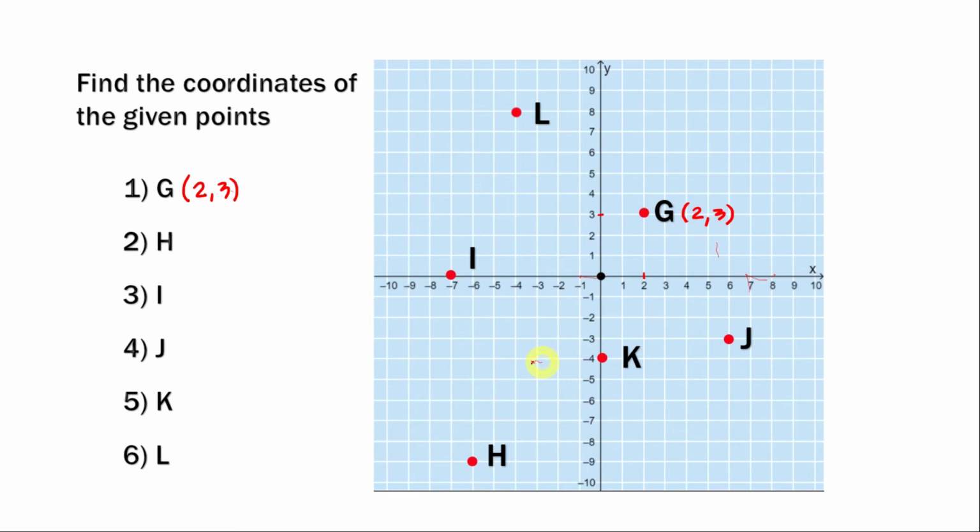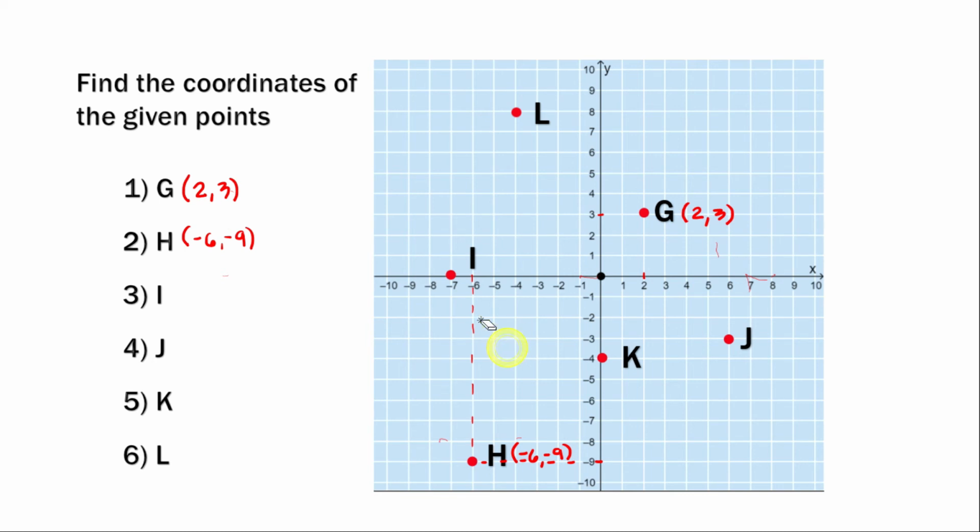Next, point H. Point H is at quadrant 3. So, meaning both numbers are negative. Saan siya nakatapat sa ating x-axis? That is at negative 6. So, negative 6 ang ating x. And then sa y, nakatapat siya sa negative 9. So, that is negative 9. So, therefore, the coordinates of point H is at negative 6, negative 9.